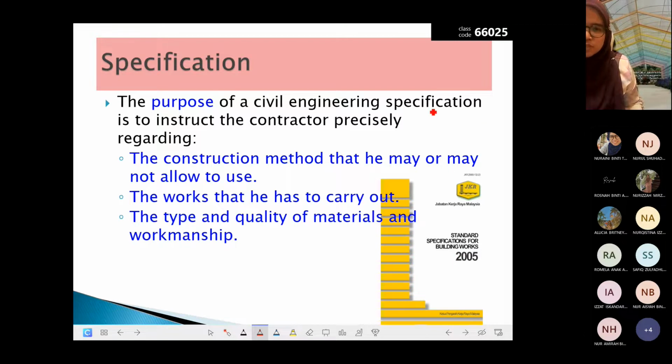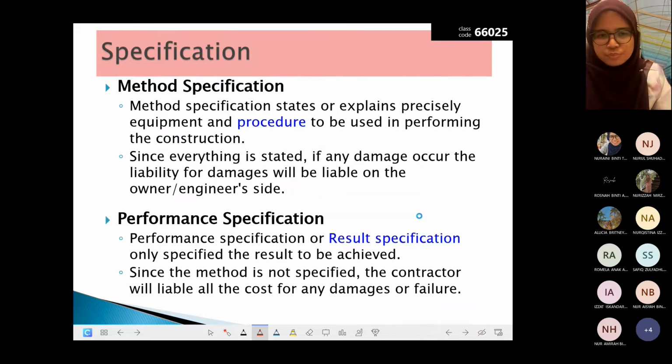Okay, the purpose of a civil engineering specification is to instruct the contractor precisely regarding their construction method, that he may or may not allow to use, the work that he has to carry out, the types and quality of material and workmanship. So kalau you jadi resident engineer kan, you jadi RE, you kena khatam the standard specification ni, because you are going to inspect the work at site. So you kena make sure kerja-kerja kat site tu ikut specification ni. So you boleh carilah the specification.